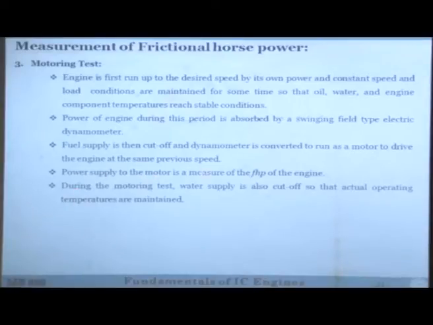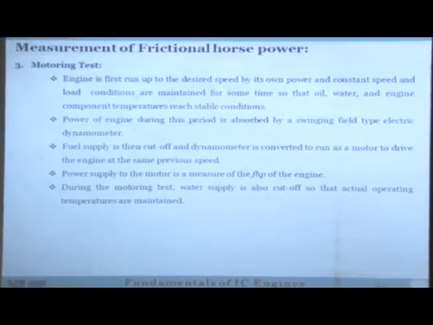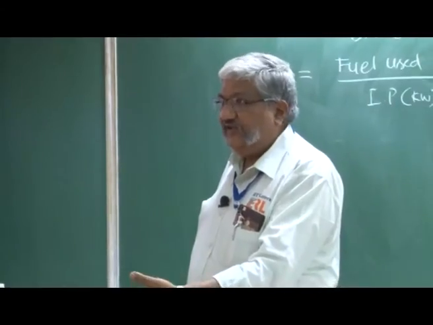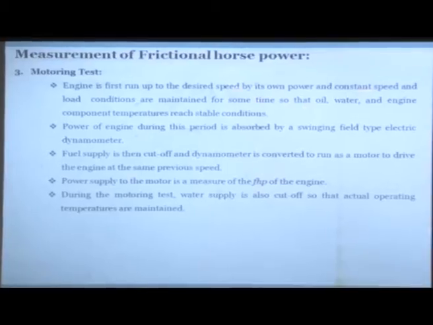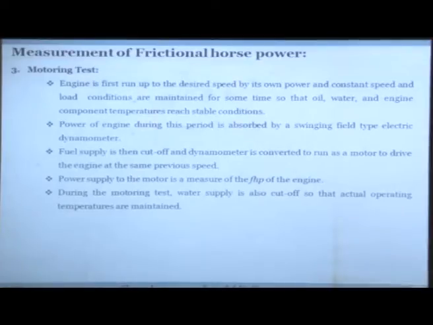So the power supply to the motor is a measure of frictional horsepower, because whatever power you are supplying is converted into shaft power, since the motor is a very efficient device, and that power runs the engine, overcoming only the friction, because the engine is not producing any useful power, right? So this is how you do the motoring test. During the motoring test, the water supply is also cut off, because if the water keeps going into the engine, it will lower the temperature. So you cut off the supply so that the temperatures are maintained at realistic levels. So this is the third way in which the frictional horsepower can be measured.